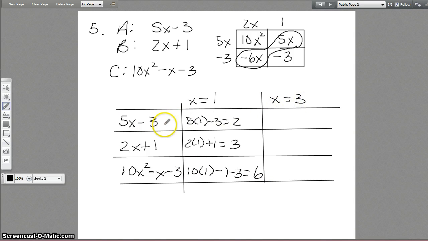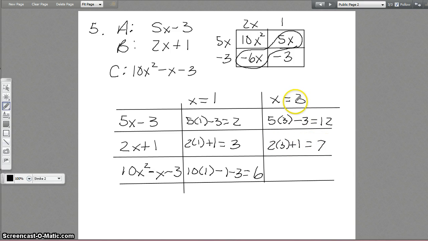So I'm going to plug 3 into our first polynomial, polynomial A, in place of x. So that's going to mean 5 times 3, because it's 5x, minus 3. 5 times 3 is 15, minus 3 is 12. Now I'm going to plug 3 into polynomial B, 2x plus 1. So 2 times 3 plus 1. 2 times 3 is 6, plus 1 is 7.